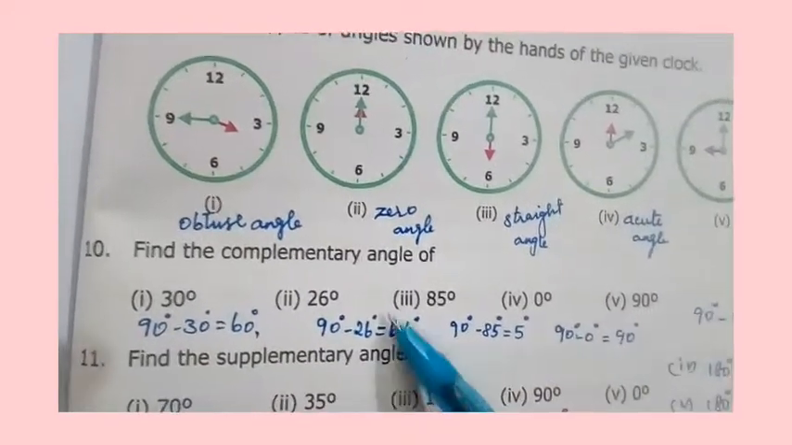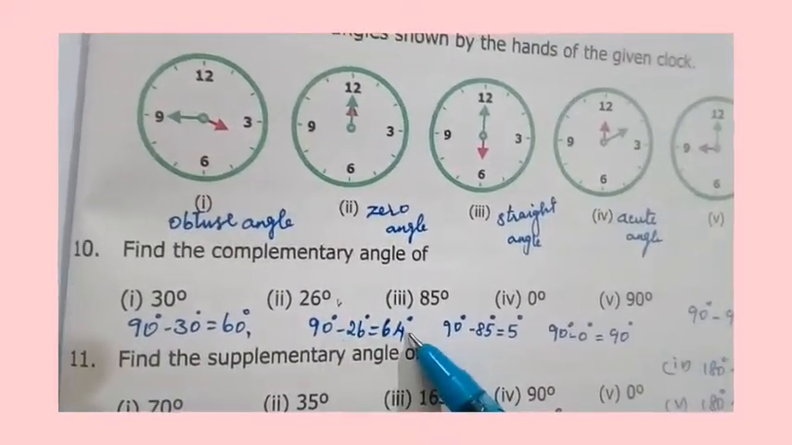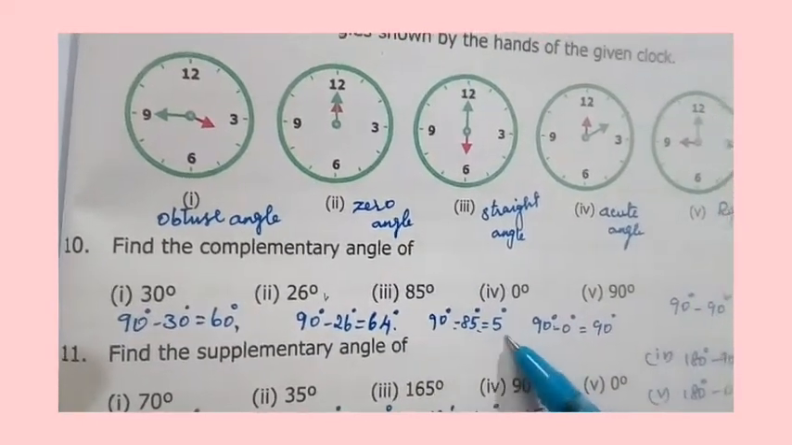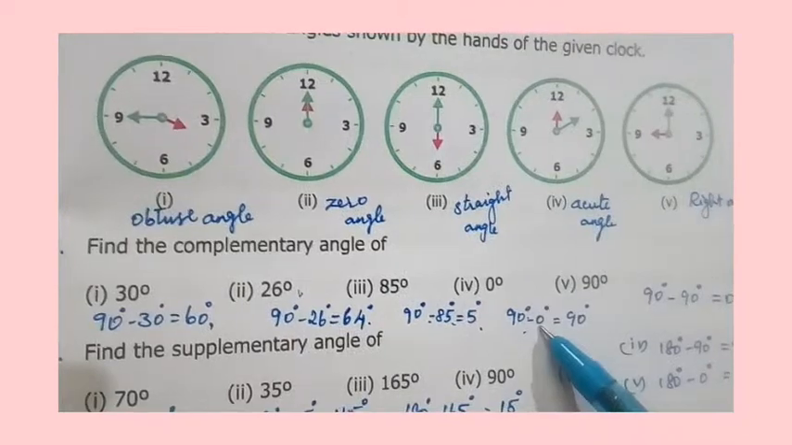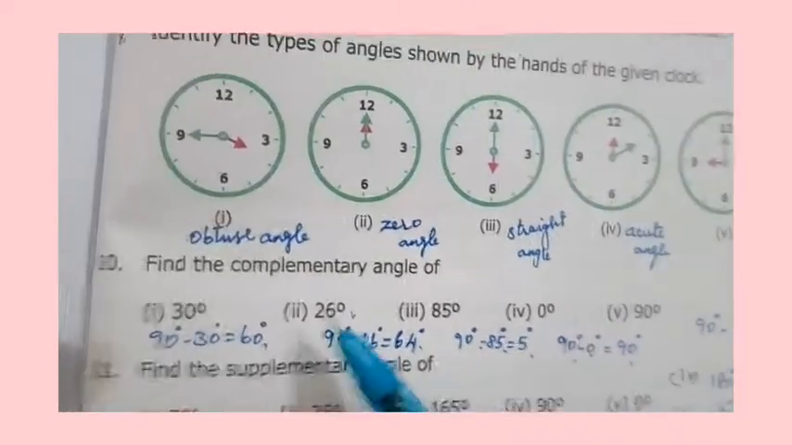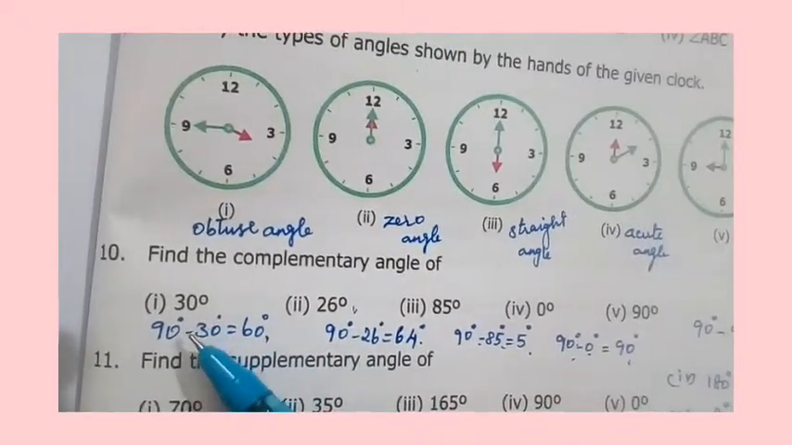So for 26 degrees, that is 90 minus 26, it is equal to 64 degrees. Next, for 85, it is 90 minus 85, it is 5 degrees. 90 minus 0, it is 90. 90 minus 90 is 0. So complement means you have to subtract from 90 degrees.